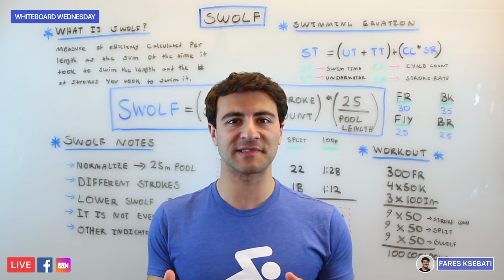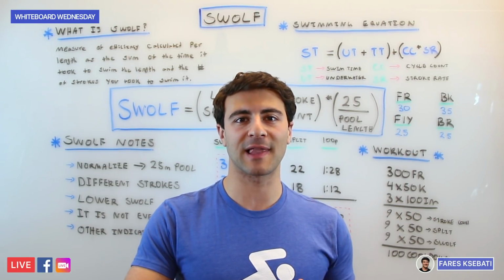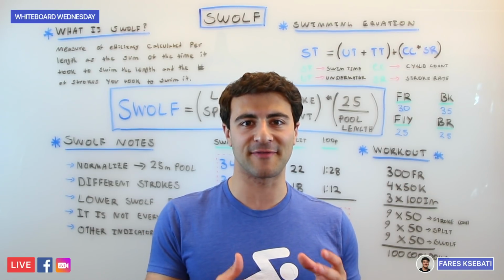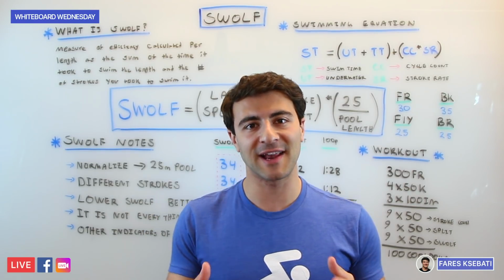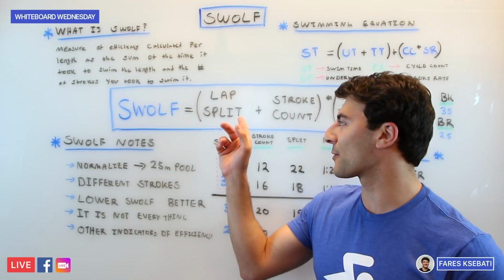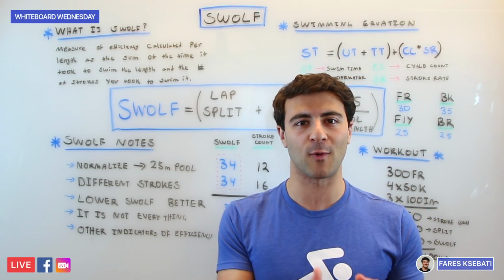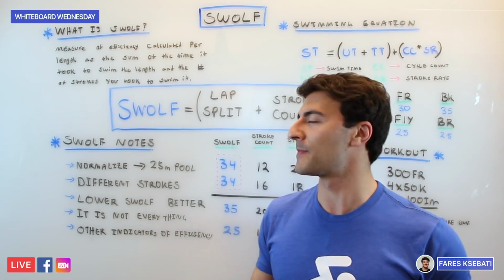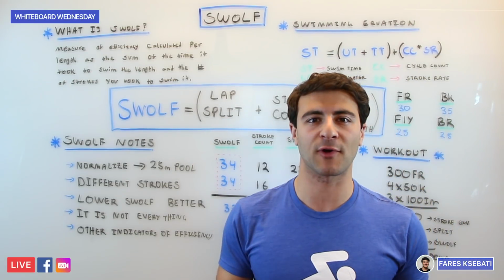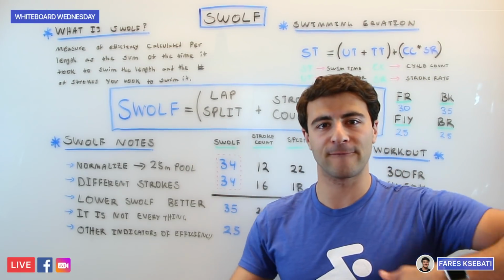Now the SWOLF score is simply a metric that allows you to measure your overall efficiency in the water. And here's how you calculate it. You take your lap split, so how long it takes you to go from one end of the pool to the other end of the pool, and you're going to add that to your stroke count. So how many strokes you take, a full stroke cycle.